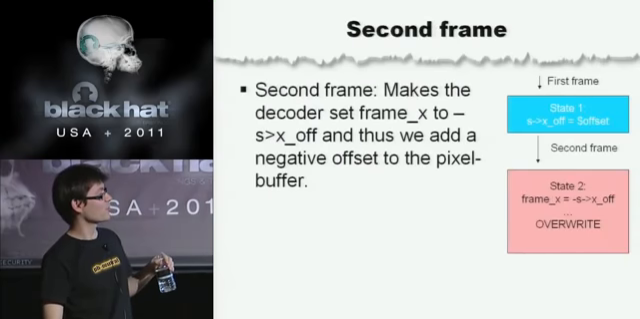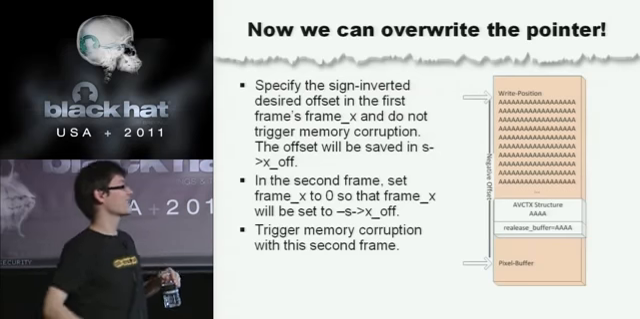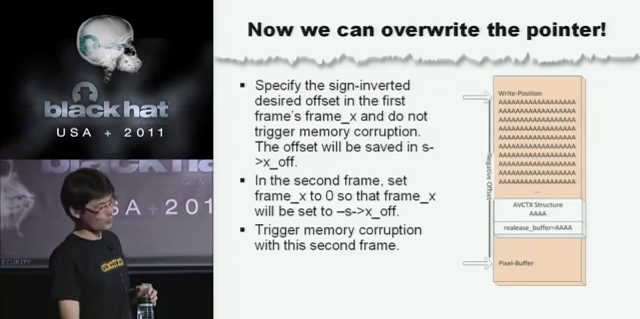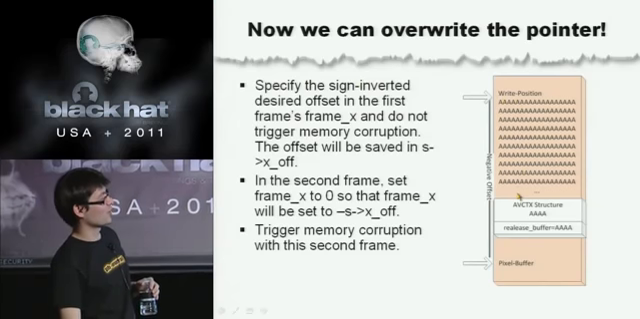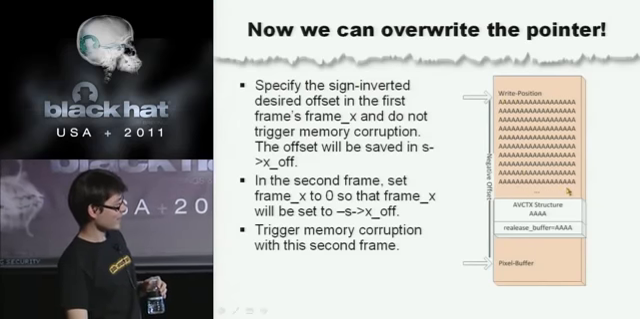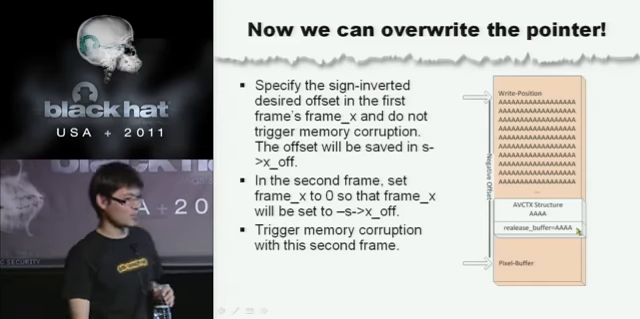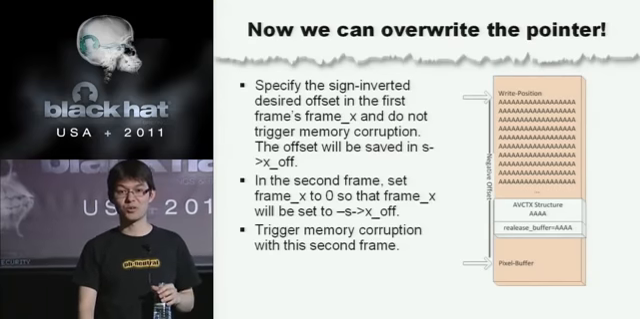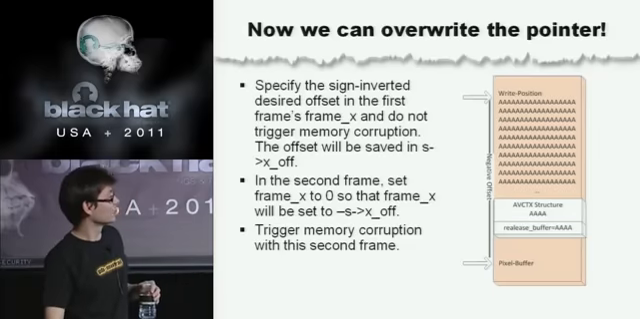There you go, second frame. All right. So now we can overwrite at higher positions in the heap. And so now the only question that remains is, where do we want to jump, and where do we go from there?